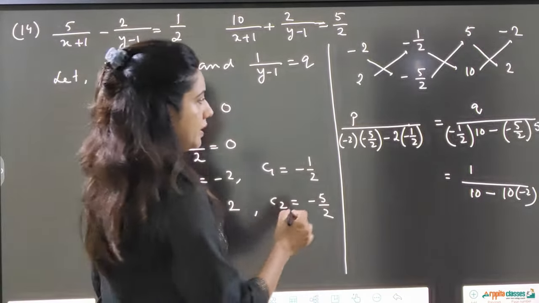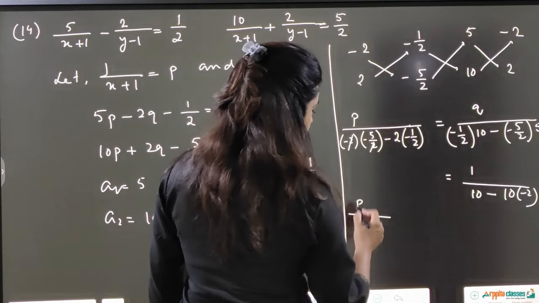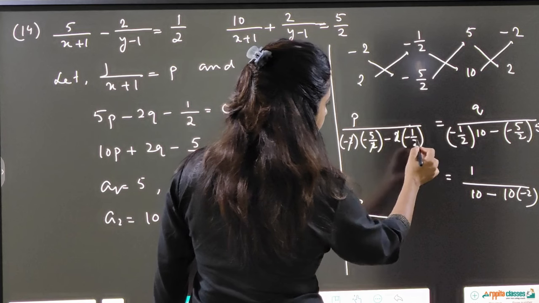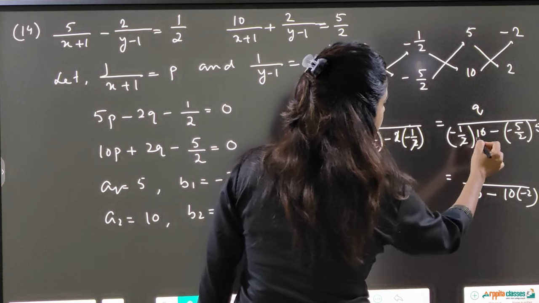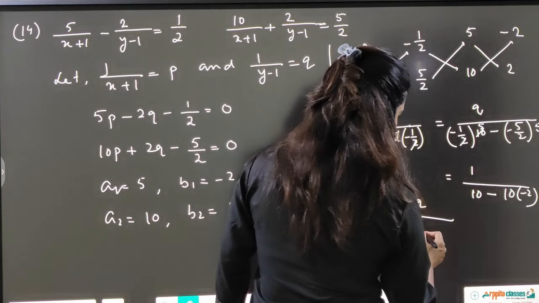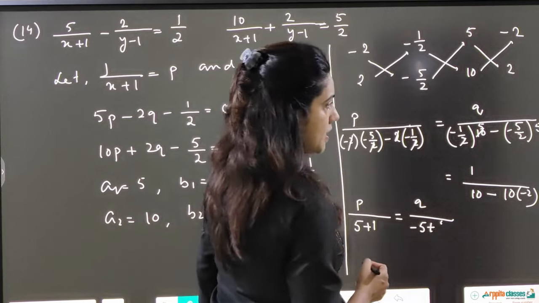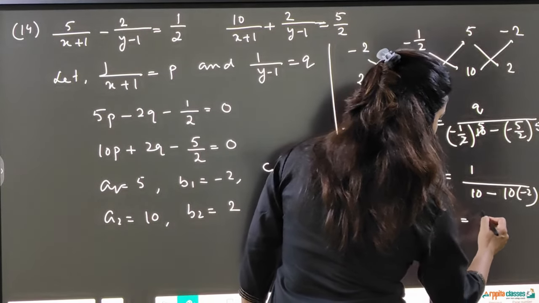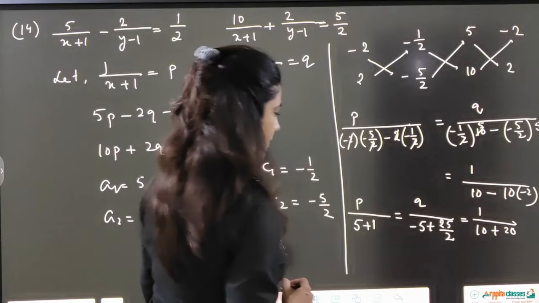Now let us calculate this. This is your 2 and 2 gets cancelled. So p upon minus into minus is plus 5. Minus into minus is again plus, 2 and 2 gets cancelled, 1. Is equal to q upon, here this gets cancelled. This is minus 5 and plus 5 by 2. So minus 5 plus, this is 25, sorry, minus 5 plus 25 by 2 is equal to 1 upon 10 plus 10 into 2 is 20.